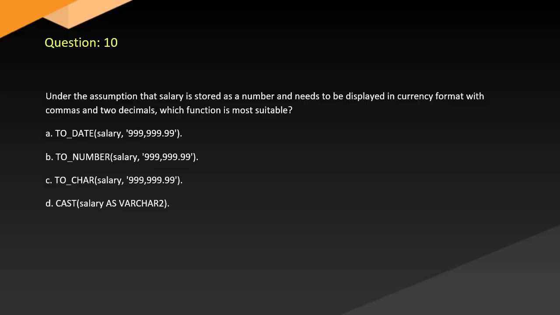Question 10. Under the assumption that salary is stored as a number, it needs to be displayed in currency format with commas and two decimals. Which function is most suitable? A. To date salary 999,999.99. B. To number salary 999,999.99. C. To char salary 999,999.99. D. Cast salary as varchar.